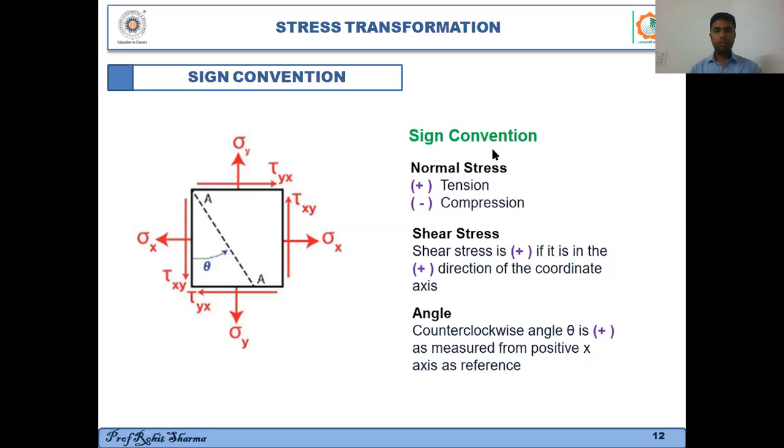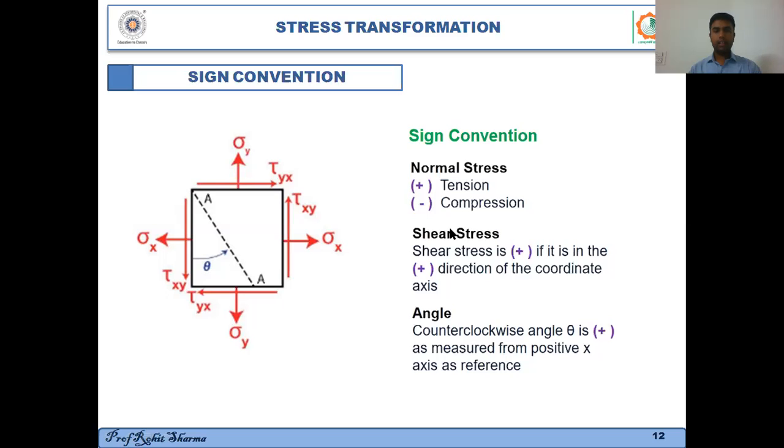As far as the normal stress is concerned, the sign convention for tensile stresses is positive, meaning tensile stresses are positive. In this case, sigma x is positive because it is tensile on this face. It is trying to pull this body apart. Similarly, sigma y is also positive because it is tensile. So tension or tensile stresses are positive, compression or compressive stresses are negative.